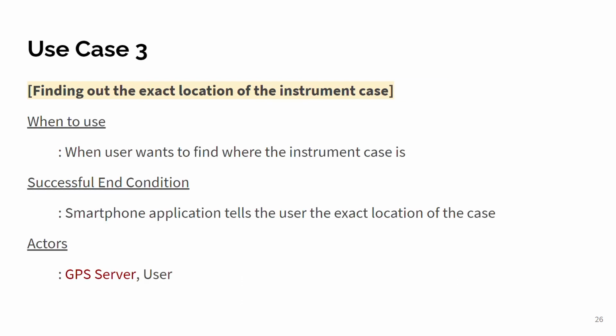Our third use case is finding out the exact location of the instrument case. This use case can happen when the users want to find where his or her instrument case is. Actors will be the GPS server and user. The successful end condition will be a smartphone application telling the user the exact location of the case.